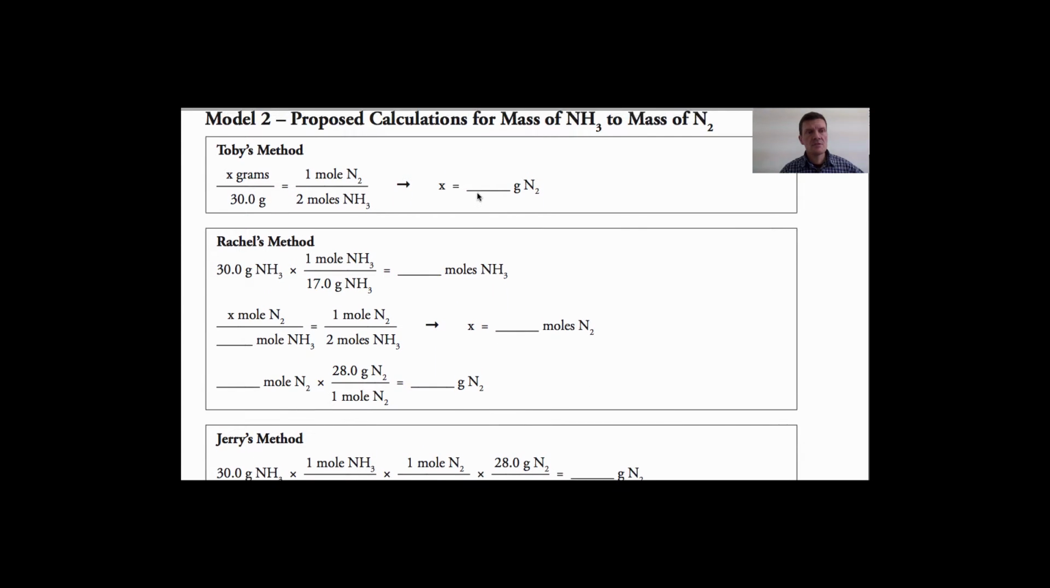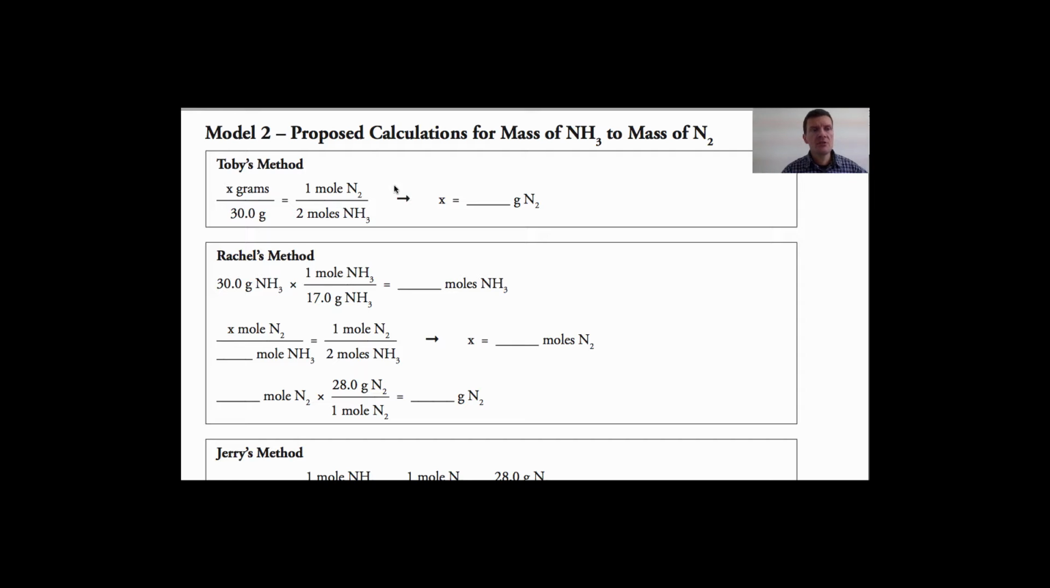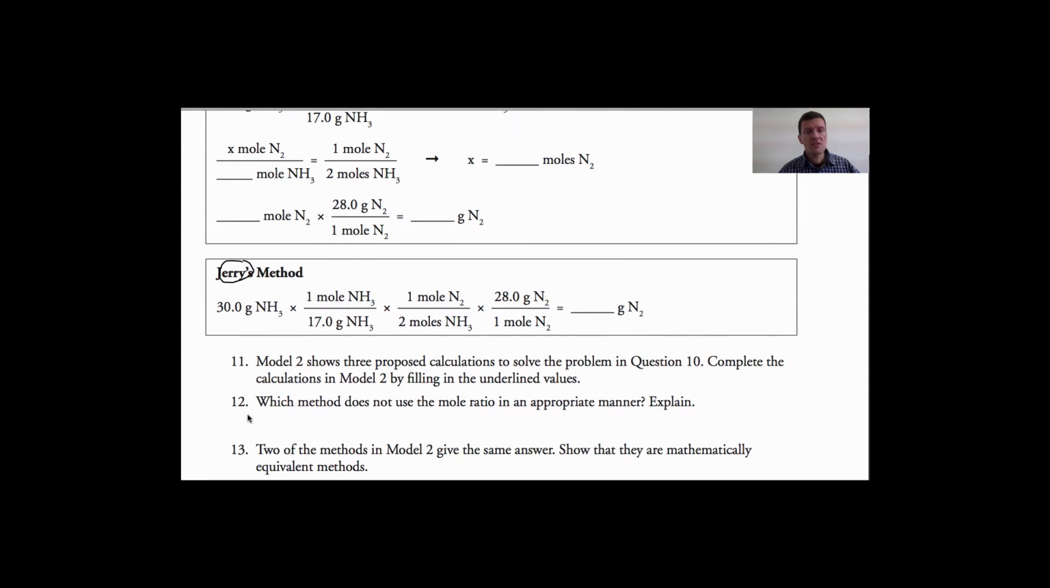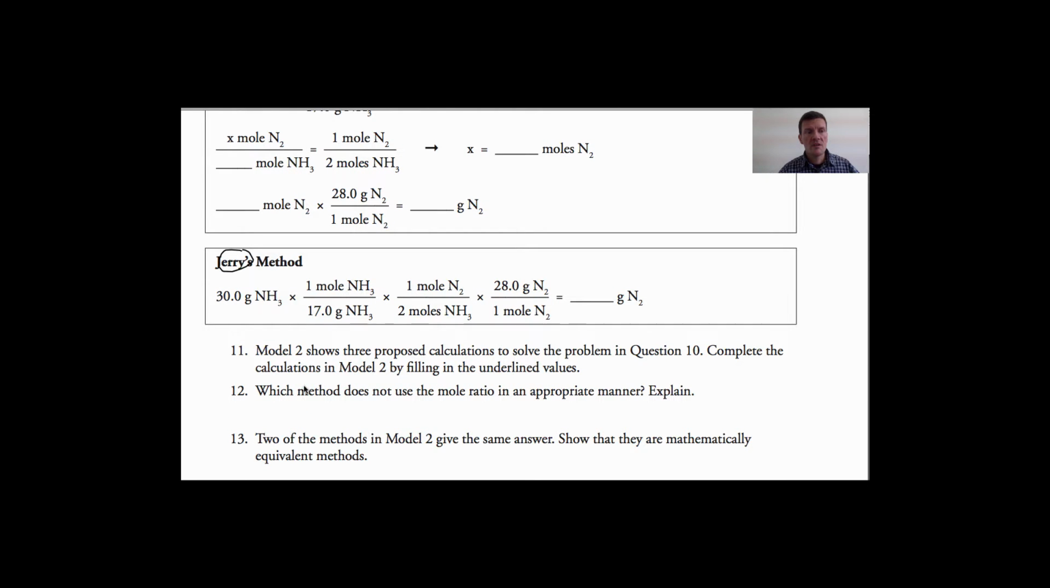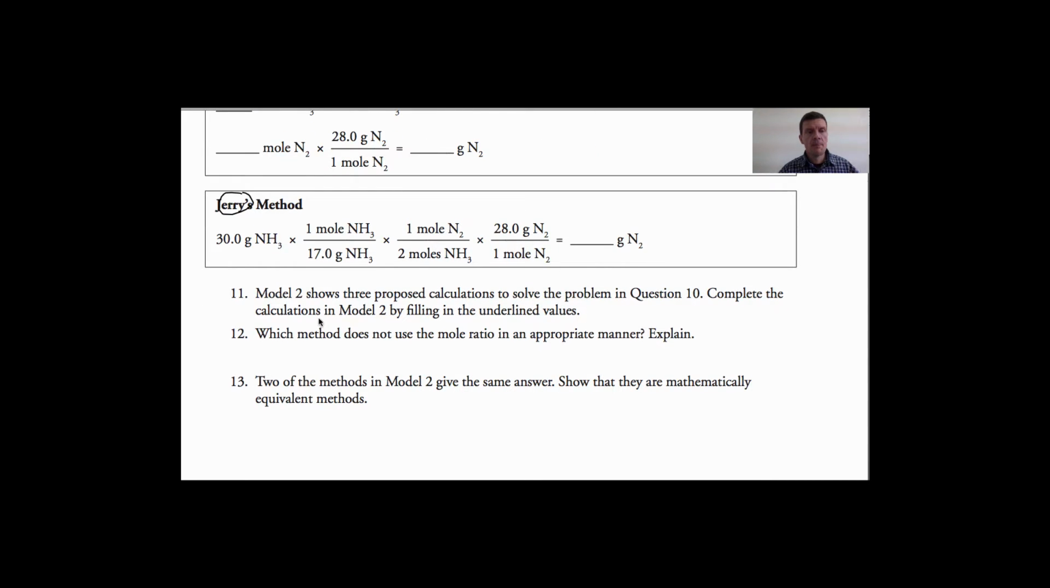So let's look at Model 2. Model 2 has proposed calculations for the mass of ammonia and the mass of nitrogen. So let's look at three people's methods, and then we're going to critique them and see if we can come up with a method of our own. Three proposed calculations to solve the problem in question 10. We'll look at that. Complete the calculations in Model 2 by filling in the underlined values.